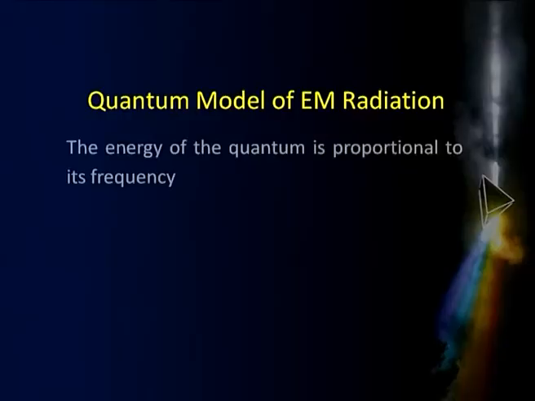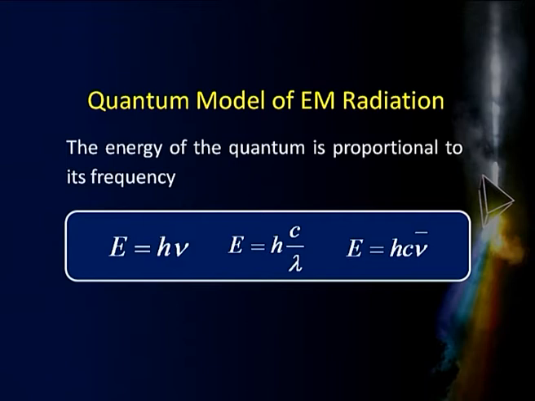Each quantum, each packet of energy, is associated with some frequency and wavelength, and its energy is given by the same expression we had earlier: E is equal to h nu, E is equal to h c by lambda, or E is equal to h c nu bar, where nu bar is the wave number. These three are very fundamental relationships which we will be using again and again when we talk about different aspects of spectroscopy. So, this is very crucial.